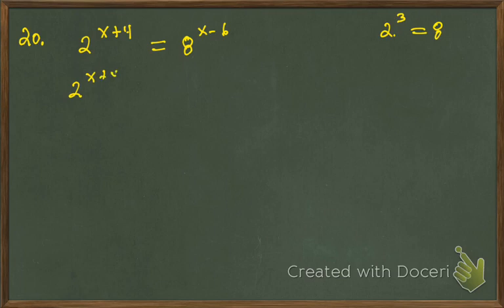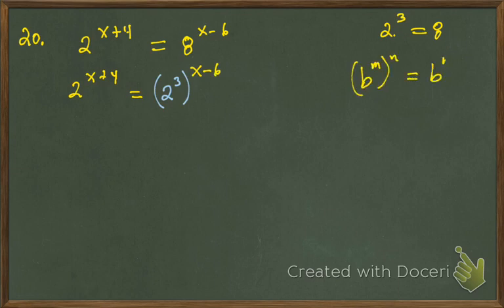So 2 to the x plus 4 is equal to 2 to the third, and then to the x minus 6. And then remember, if we have a power to a power, we're going to go ahead and multiply those exponents. Okay, so that's 2 to the x plus 4 is equal to 2 to the 3 times the quantity x minus 6. And I'm doing it this way because it's easy to only multiply the 3 and the x, and forget the 6. I'm guilty of doing that sometimes too. So we'll put the parentheses down there, help us remember to distribute.